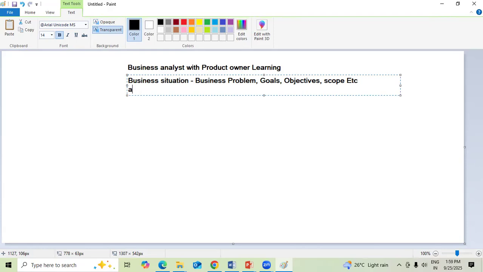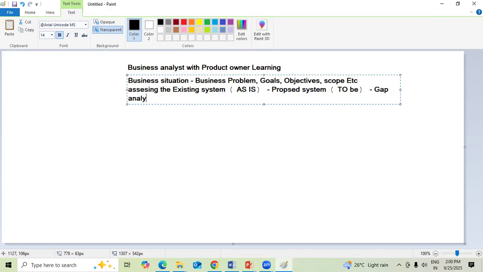Next, assessing the existing system, which is nothing but the as-is process. Translating the existing system to the proposed system, which is nothing but the to-be system. So as a BA, for this, generally we do gap analysis. This is all something we do.